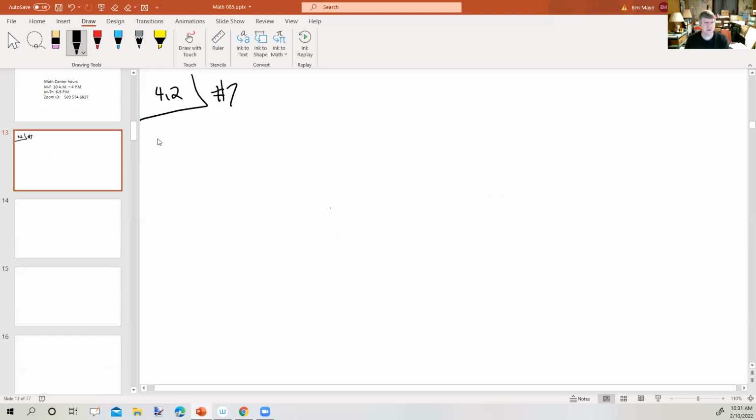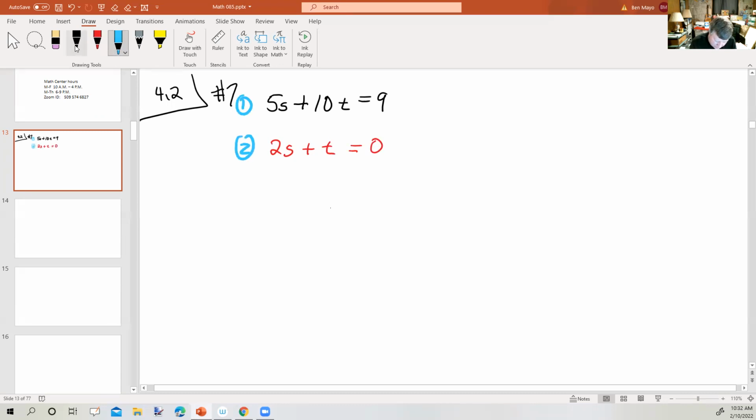It says, solve the system by substitution if possible. If the system has no solution or infinitely many solutions, so state. If there is no solution, enter no solution. And if there are infinitely many solutions, enter infinitely many. Okay, so we have two equations. The first equation is 5s plus 10t equals 9. The second equation is 2s plus t equals 0. I'm going to label these equations number 1 and 2 just for reference.